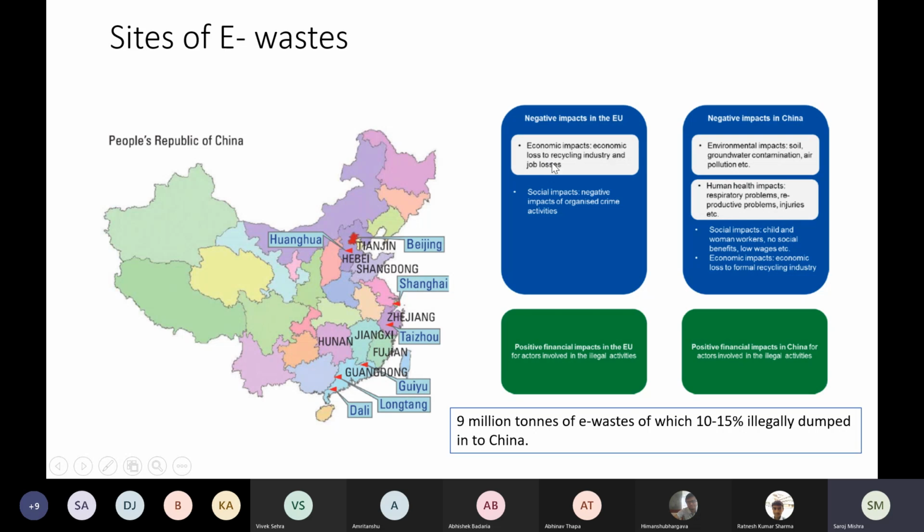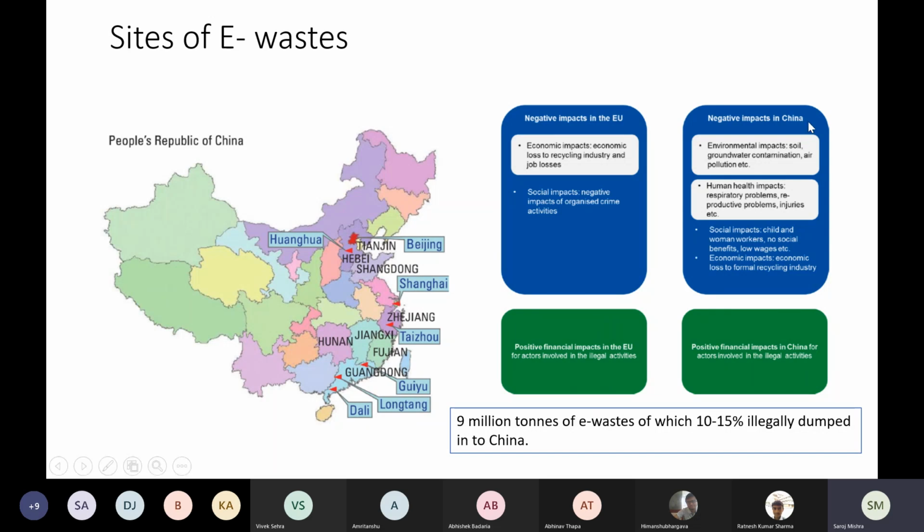There is an economic loss to the recycling industry, and also there are job losses, because people associated with e-recycling are not able to get jobs. Then there is also a social impact: this is an organized crime activity which has a negative social impact in the European Union. But it has a positive impact for people who are involved in these illegal activities.